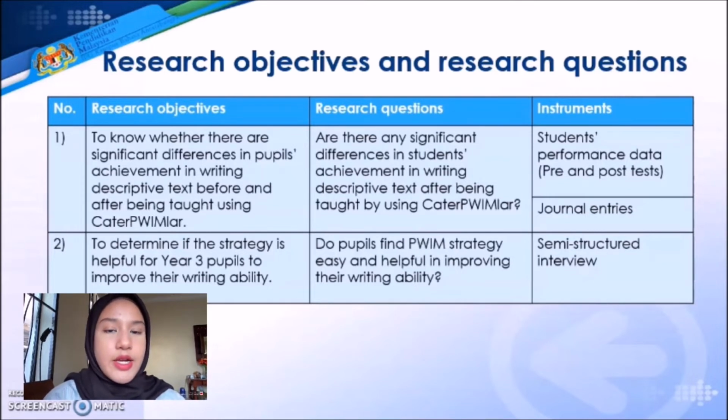Based on the research objective that I have mentioned, two research questions have been generated. The first one: are there any significant differences in students' achievement in writing descriptive text after being taught by using Caterpillar? And number two: do pupils find the PWIM strategy easy and helpful in improving their writing ability?